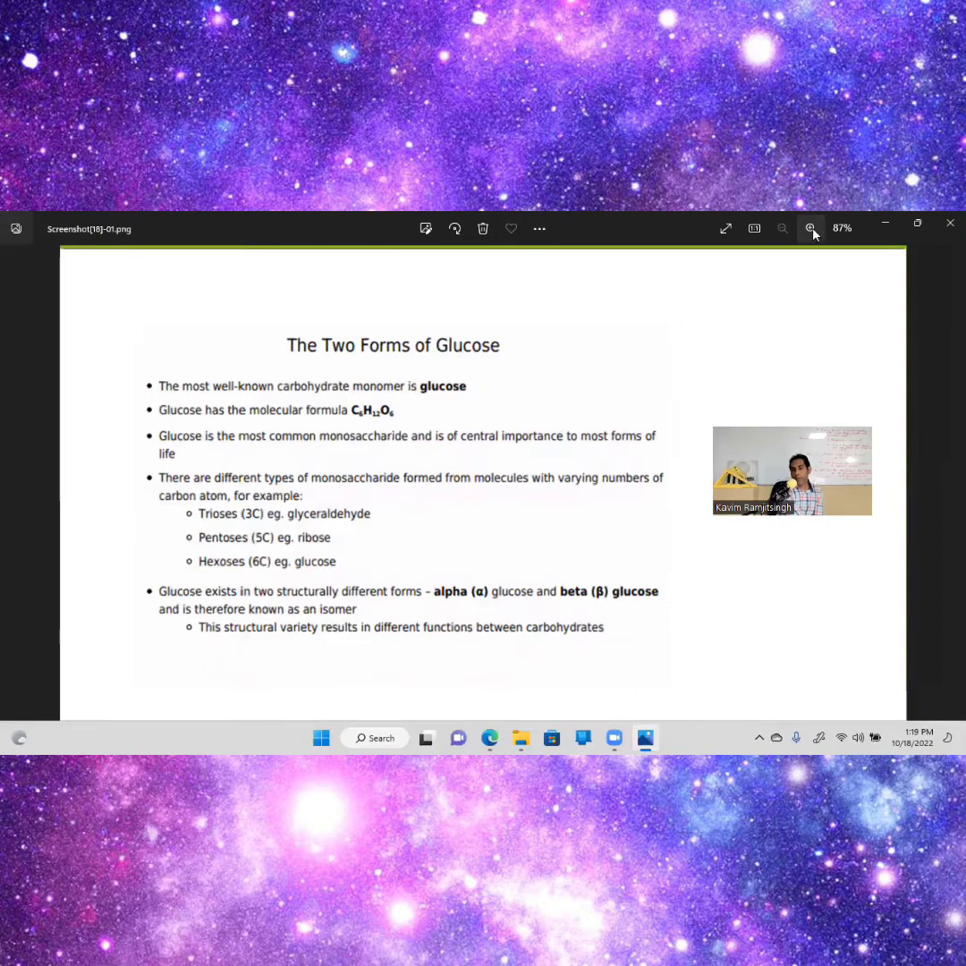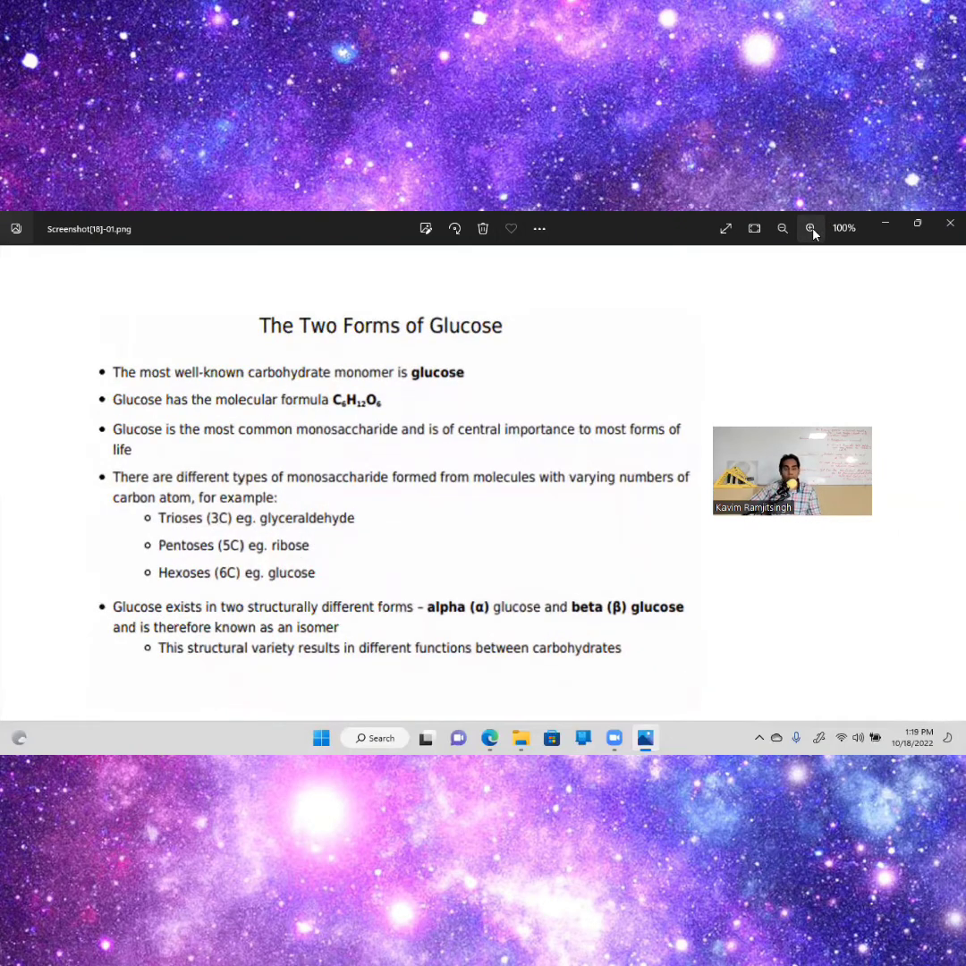So this here is important. If you look at a CAPE paper, you would see glucose is tested in structures and asked in certain things, right? So the most well-known carbohydrate monomer is glucose. Glucose has the molecular structure C6H12O6. And you have your different types of monosaccharide: your trioses, 3 carbons, pentoses, your 5 carbons, and your hexoses, 6 carbons. That is what you are accustomed to in CSEC, glucose, right?